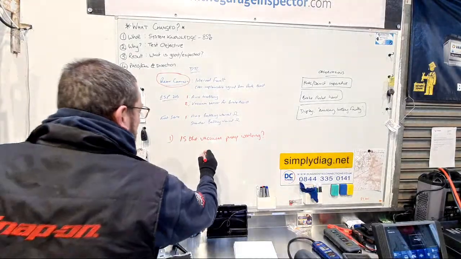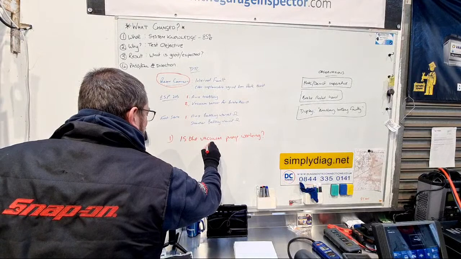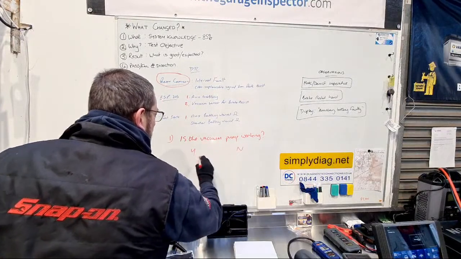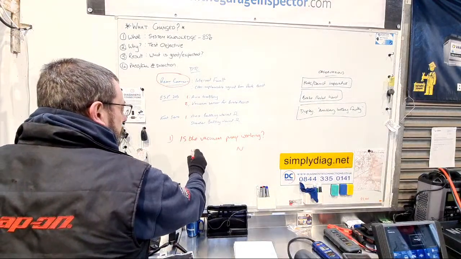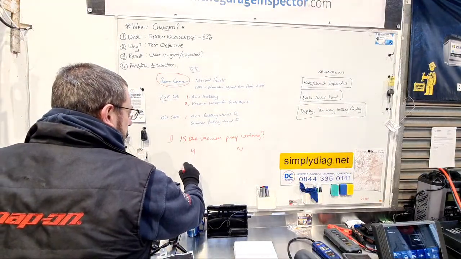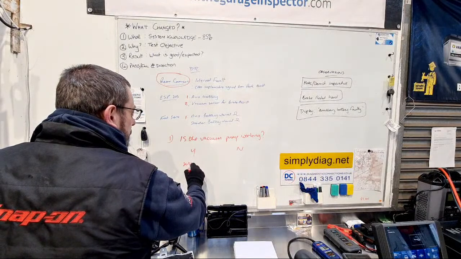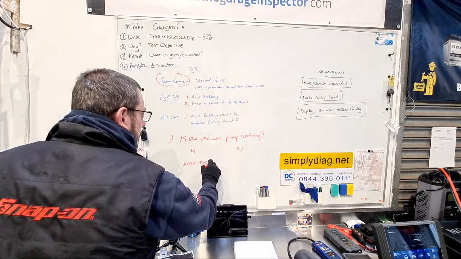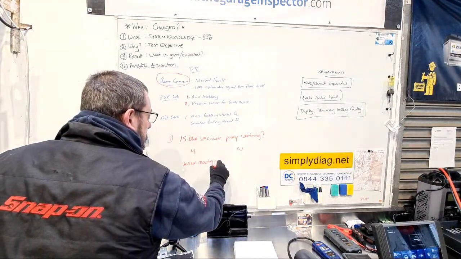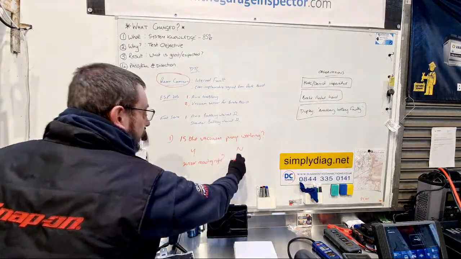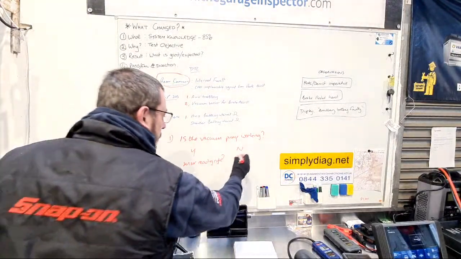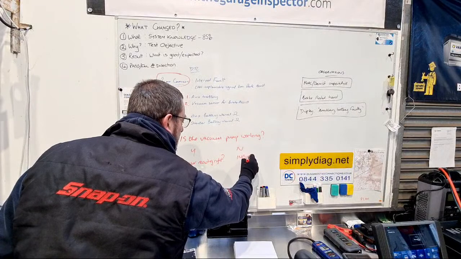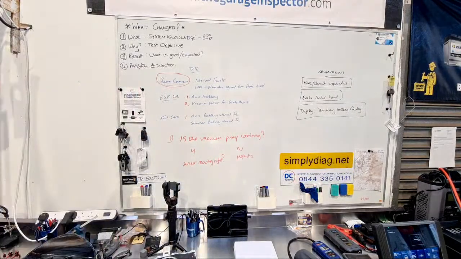And then we go down to yes or no. If the vacuum pump is working, then that says, okay, is the sensor reading right? If it's no, if the vacuum pump's not working, does the vacuum pump have all its inputs that it needs? So, is the pump working?